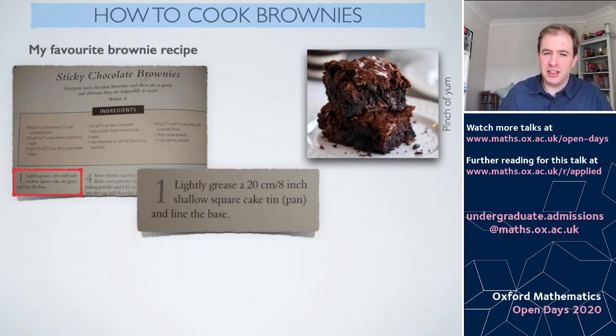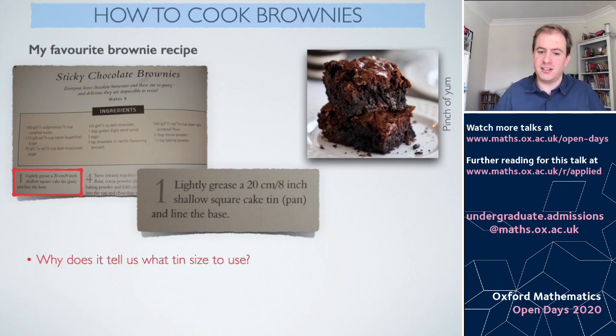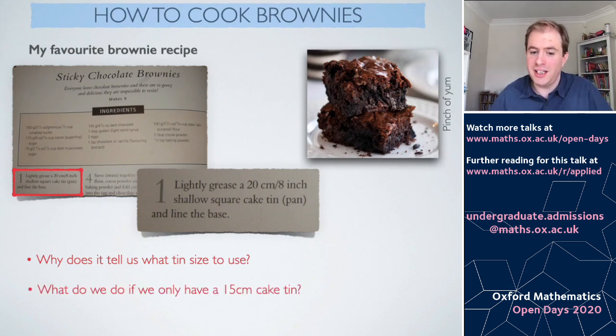Okay. So the question is, well, I expect the recipe to tell me how much flour I'm going to need, how much chocolate, how many eggs, and so on. But why does it tell me what size tin I should use? And the problem that's exercised us in this house is, what should we do if we only have a 15 centimetre cake tin? How should we modify the recipe? I'm not satisfied with just making less brownie. I want to know how I should change the cooking instructions.